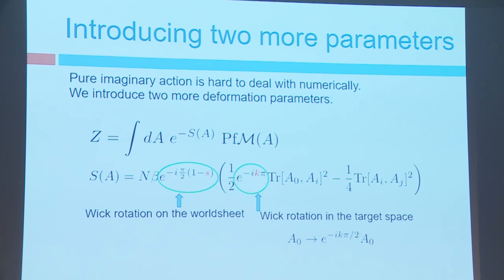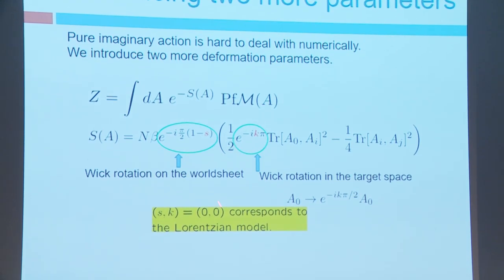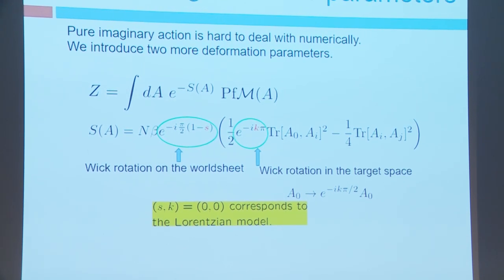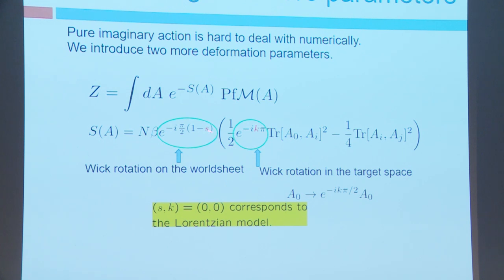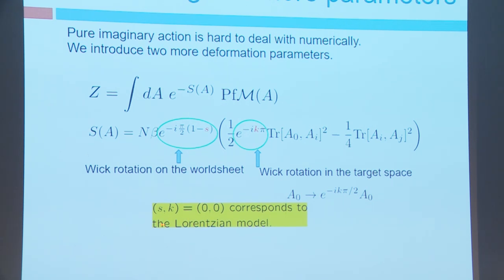this replacement. Sorry, will these factors enter the Pfaffian as well? Yes. But the Pfaffian is a homogeneous polynomial, so it's harmless. We should remark that s and k equal to zero corresponds to the target theory, the Lorentzian model.